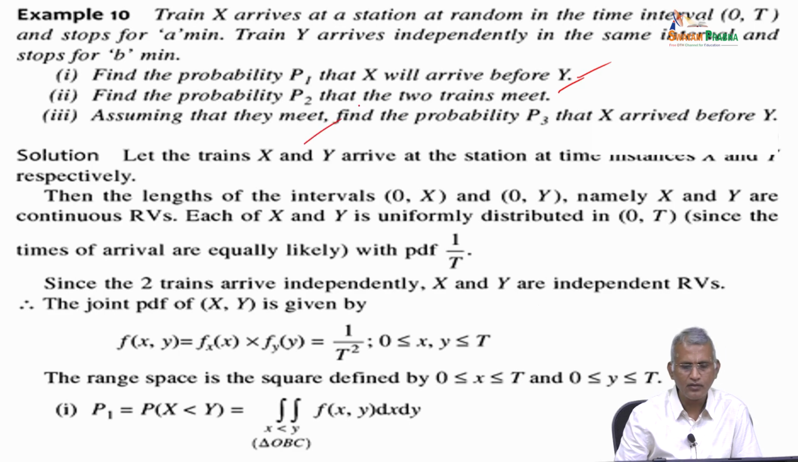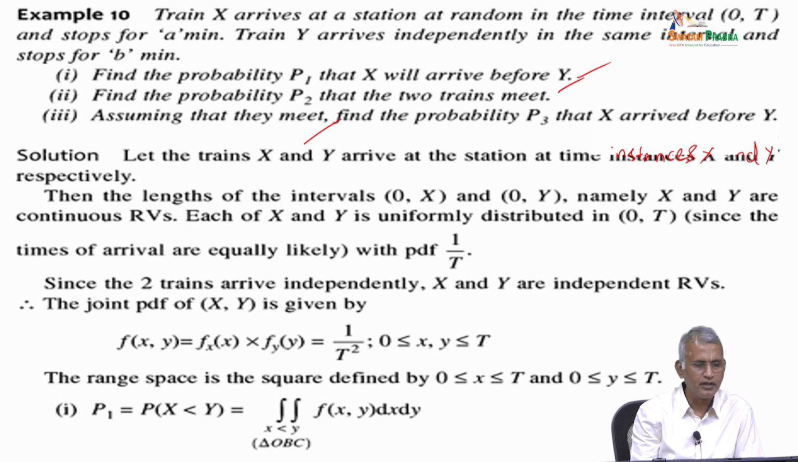Let the trains X and Y arrive at the station at the time instances x and y respectively. Then the lengths of the intervals 0 comma x and 0 comma y, namely x and y, are continuous random variables. Each of x and y is uniformly distributed in 0 comma T.